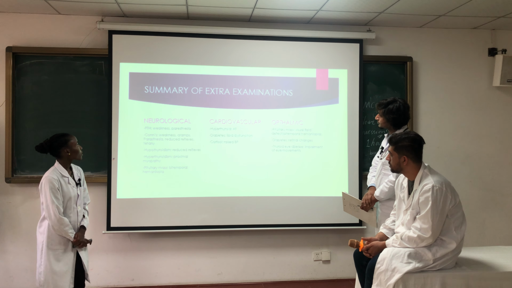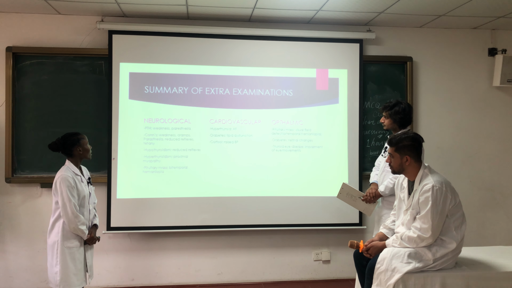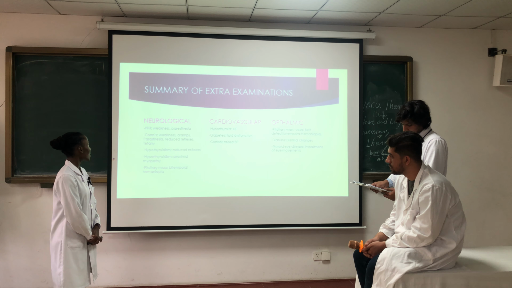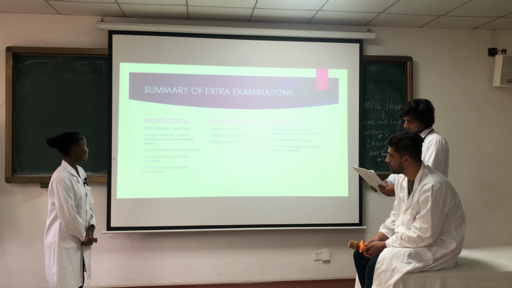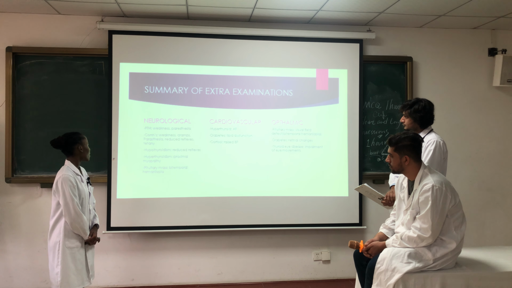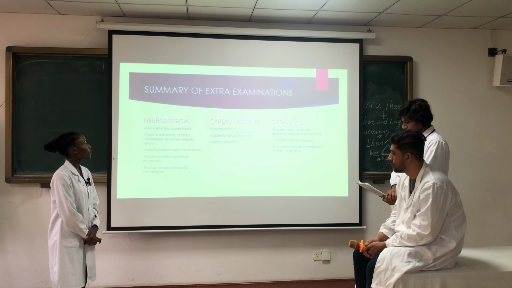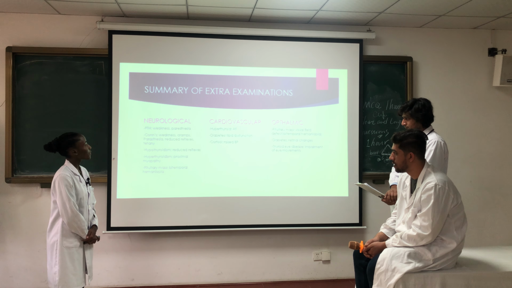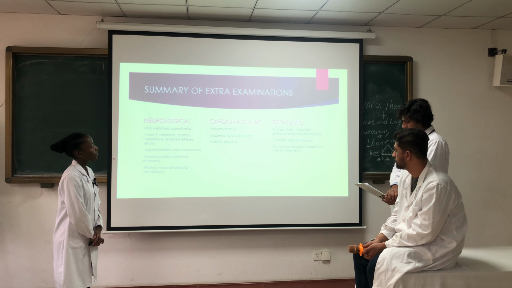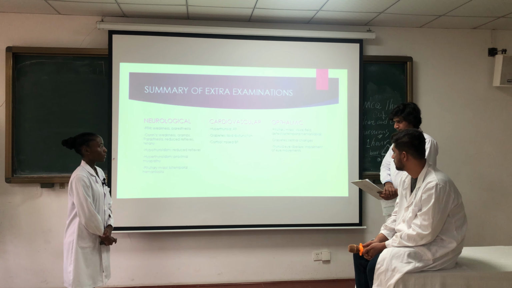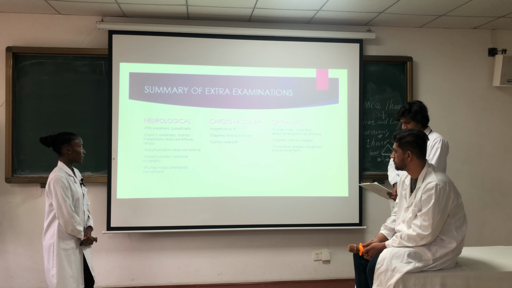Summary of extra examinations. Neurological: in hypoparathyroidism there is weakness, paresthesias, cramps, and tetany. In hypothyroidism, there are reduced reflexes; in hyperthyroidism, proximal myopathy; in a pituitary mass, bitemporal hemianopia. Cardiovascular: hyperthyroid, atrial fibrillation; diabetes, lipid dysfunction; cortisol, there is going to be raised BP. Ophthalmic: pituitary mass, visual field defects, basically bitemporal hemianopia; diabetes, the retinal changes; thyroid eye disease, impairment of eye movements.